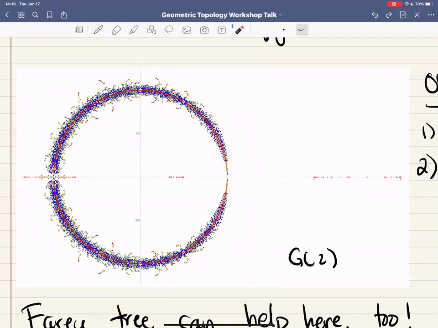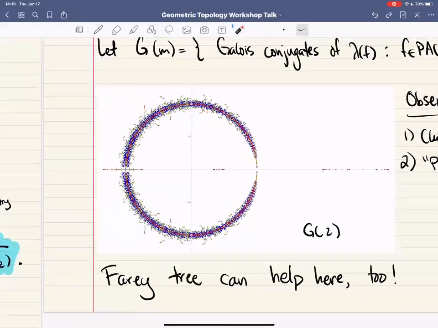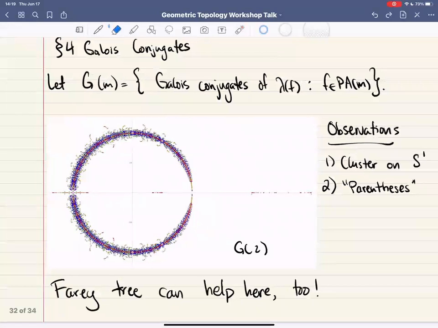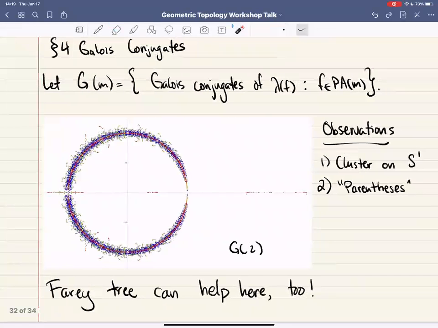So a few pretty fascinating things are apparent pretty immediately. The first is that these conjugates are highly concentrated around the unit circle, very highly concentrated. In fact, they appear to be dense on the circle. They also have what appear to be pairs of parentheses that are showing up, spreading off of the circle. So can we understand where these parentheses are coming from? The answer is again, yes, and we can use the Farey tree to tell us why.